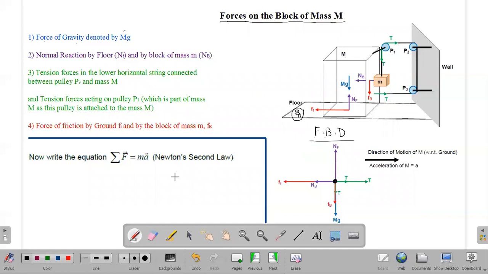And finally, we have to write the equation for the second law, which says that the sum of all forces should be equal to mass times acceleration. And remember, the acceleration and force must be parallel to each other. So while writing this equation, keep in mind that the forces appearing on the left side of the equation and this acceleration must be parallel vectors. They all must be parallel to each other. All forces which are in the direction of acceleration are positive forces, and all forces which are against the direction of acceleration are negative forces.